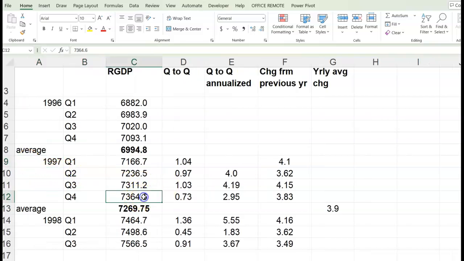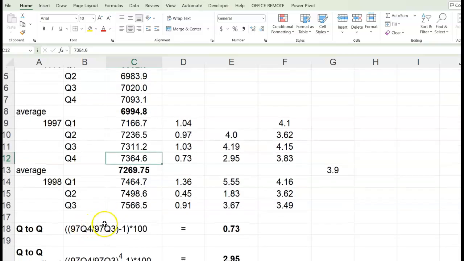So the way you do this is the formula right here. It's the current quarter, which is Q4. This is 7,367.6 over the previous quarter, which is going to be Q3 1997. And that's 7,311.2. You subtract 1, multiply by 100, and that's going to give you a quarter to quarter percent change of 0.73. So a little bit under 1%.